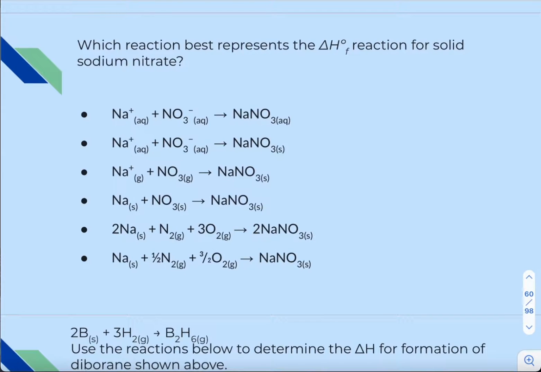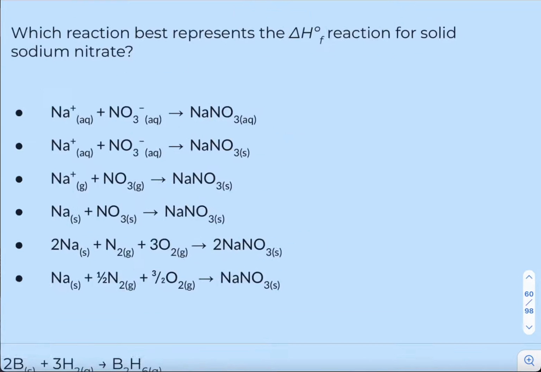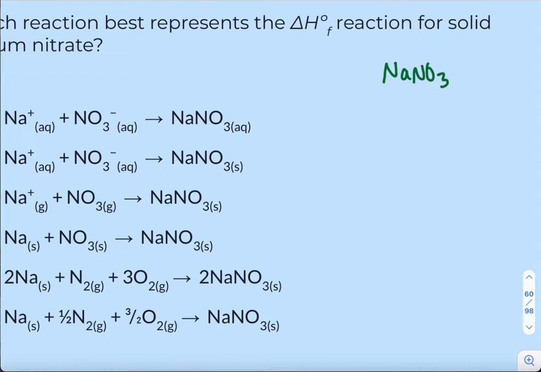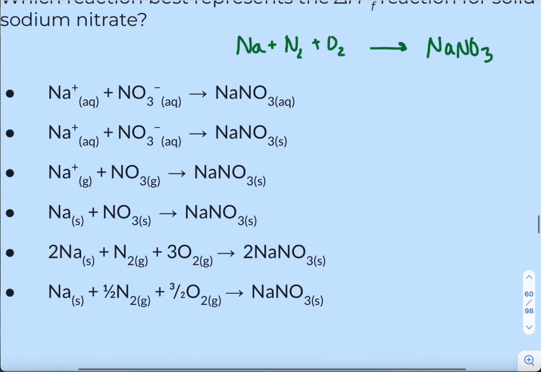So this question is asking for what would be the formation reaction for solid sodium nitrate. You could probably write that. All right, so sodium nitrate, NaNO3. If you wanted to write the formation reaction of it, you would have Na, N2, and O2. And then you just need to balance that.